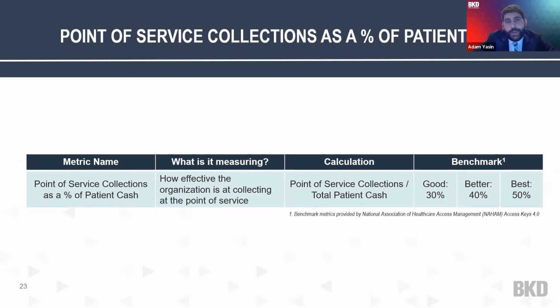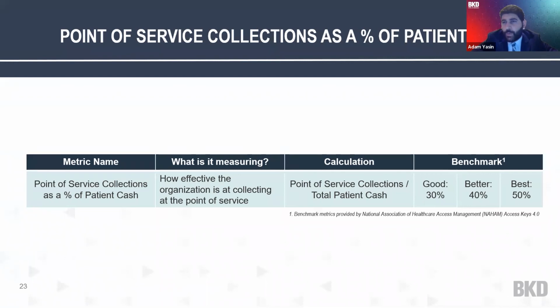But we find that taking a look at your point of service collections as a percent of patient cash is a better measure, a more specific measure for understanding what percentage of all those patient dollars are actually collected at the point of service. It is measuring how effective point of service collections are going, quite simply. It's calculated by taking all point of service collections and dividing it by total patient cash. And benchmarks to your right: 30% for good, 40% for better, and 50% for best.